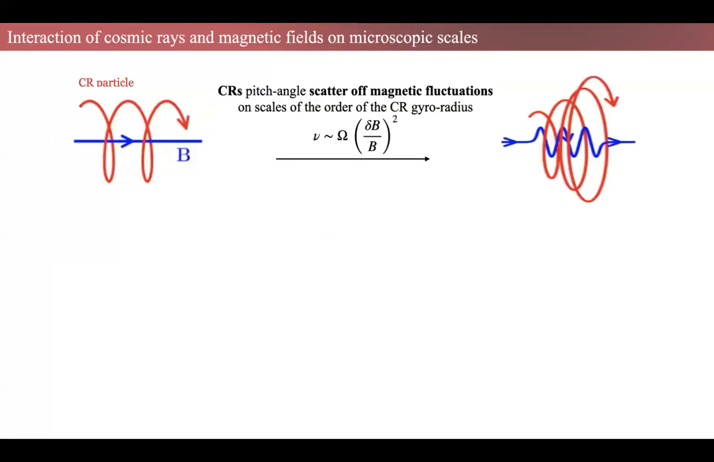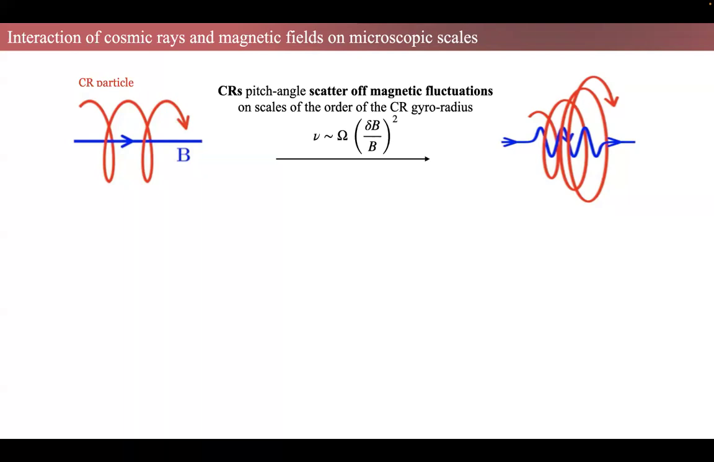So what is the microphysics that we need to model? Well, as I said, the number density of cosmic rays is very, very low. So this means that collisional interactions between cosmic rays and thermal gas are not very frequent. So cosmic rays interact with the gas mostly via collisionless interactions that are mediated by the magnetic field.